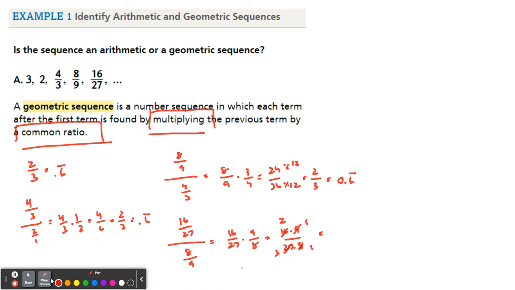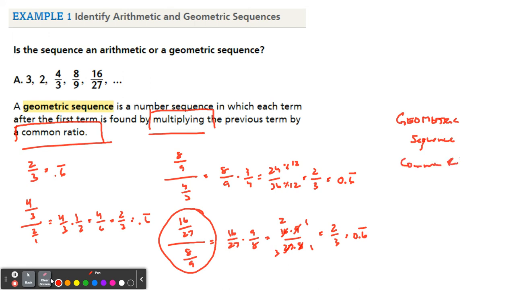Again, this is just extra work. All you have to do is type this into Desmos, and you'll get the decimal version. But this is also 2/3, which is 0.6 repeated. Notice that between each pair of consecutive terms, the common ratio is 2/3. So this is a geometric sequence, and the reason it's geometric is because it has a common ratio of 2/3. We want to keep the fraction. We don't want to use decimals if we can avoid it. So there you go.